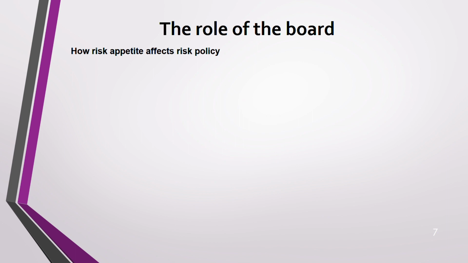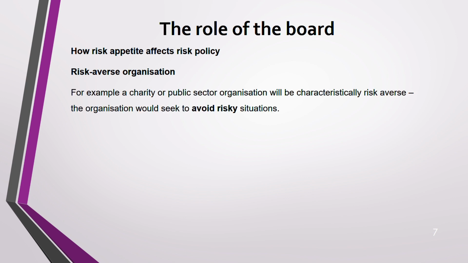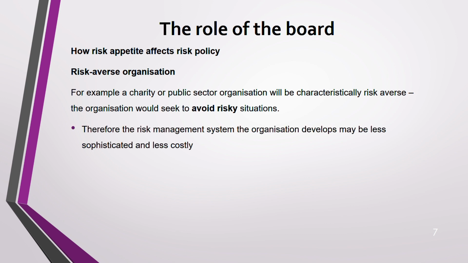Risk appetite affects your risk policy. Based on your appetite, it will affect it. There are two types of policies for risk. One is known as risk averse, the other is known as risk seeking. Risk averse means you avoid risky situations, in organizations like the public sector and charities. When they develop their risk policy, do they develop very sophisticated ones? No, because they want to avoid risk. They develop less sophisticated and less costly risk policies.